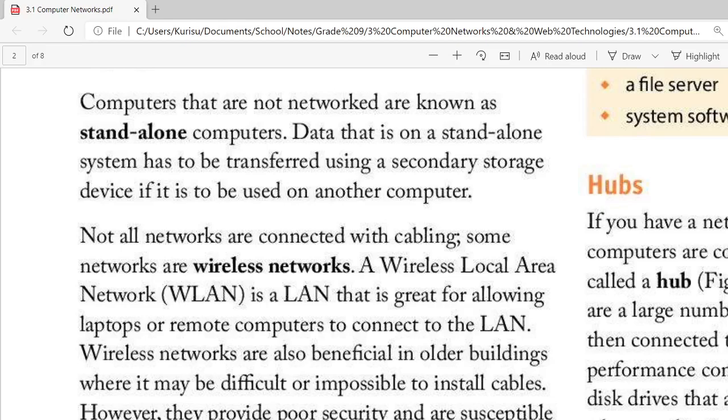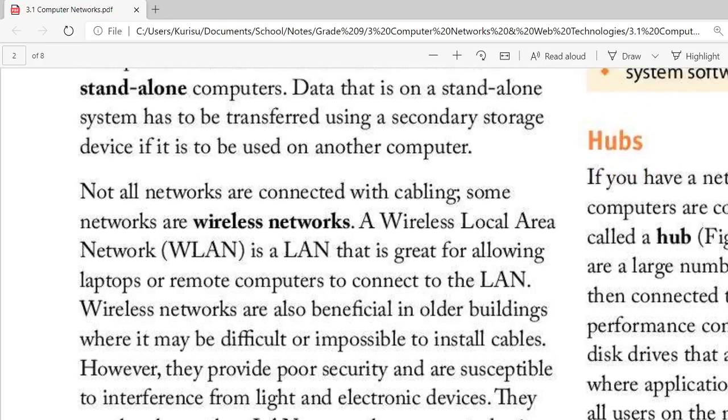So remember, the network is used to share information and data. So if a computer is not connected, if it is standalone and it wants to share that data and information, it needs to do so by using a secondary storage device.